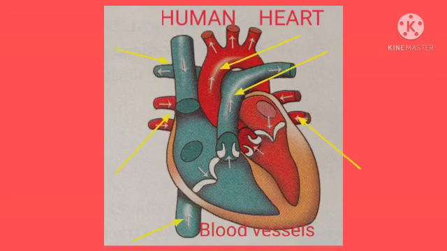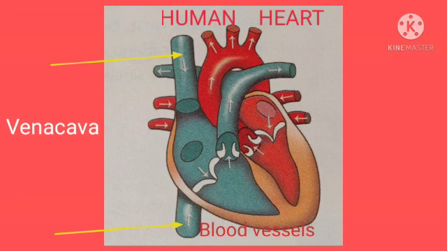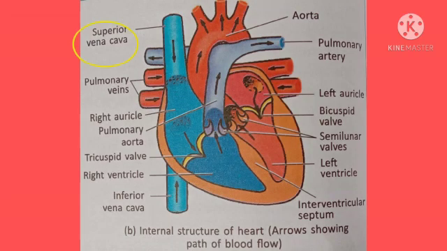The heart has blood vessels. The blood vessels entering or leaving the heart are called the great blood vessels. Vena cava are large veins which carry deoxygenated blood from the body to the heart. Superior vena cava collects blood from the upper part of the body, head region, and the inferior vena cava collects blood from the lower part of the body, abdomen, and they pour the blood into the right auricle.